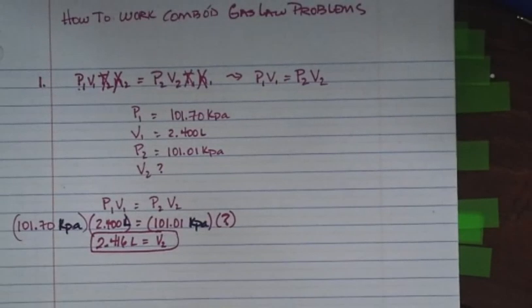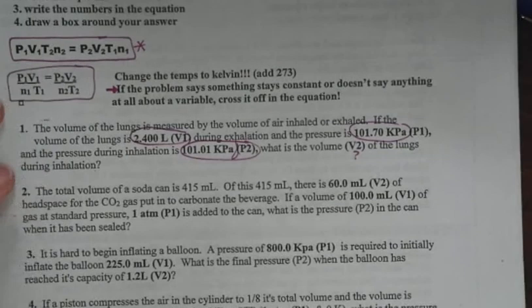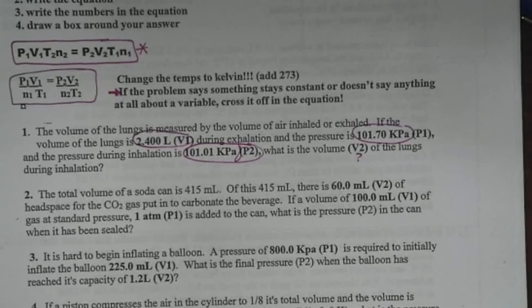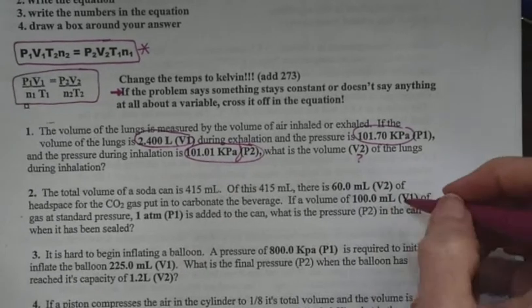If I look at number 2, the total volume of a soda is 415 mils. Of this 415 mils, there's 60 mils of headspace. Okay, we're not doing liquid problems, we're doing gas problems. So we don't care if we have our soda can over here.